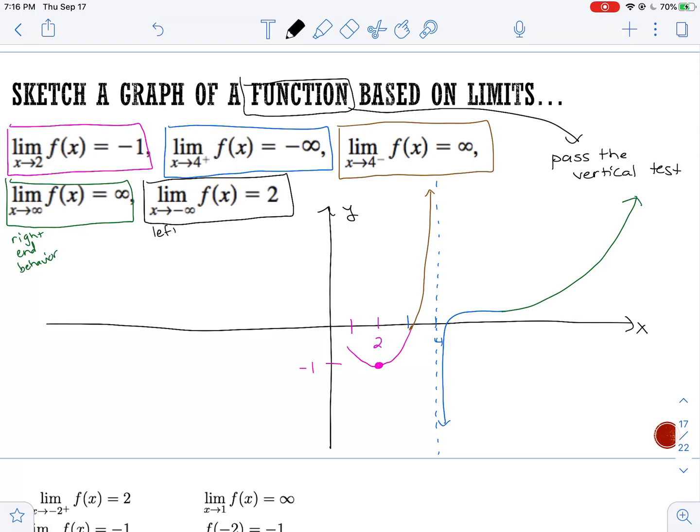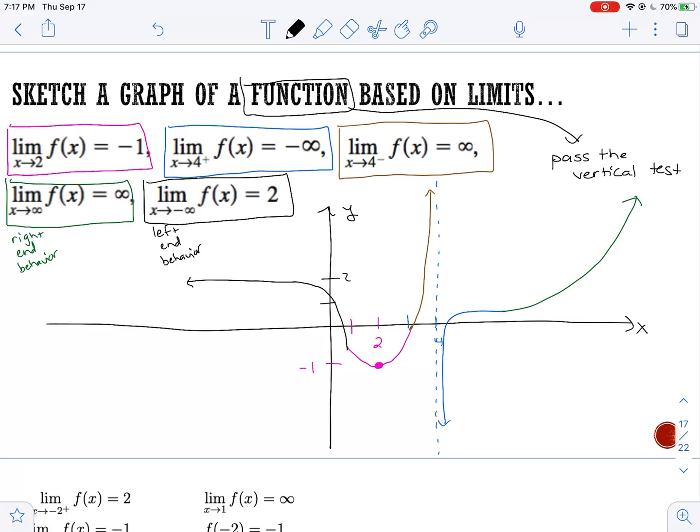And now the next piece of my graph is saying that as x is getting closer and closer to negative infinity, so that's the left end behavior, what's it doing on the left-hand side of my graph? It's saying that it's leveling off at a height of 2. That would be like a horizontal asymptote. So I'm going to connect it to my pink piece because that's the farthest to the left that I have so far. And now I'm just going to draw this graph so it levels off at a height of 2.